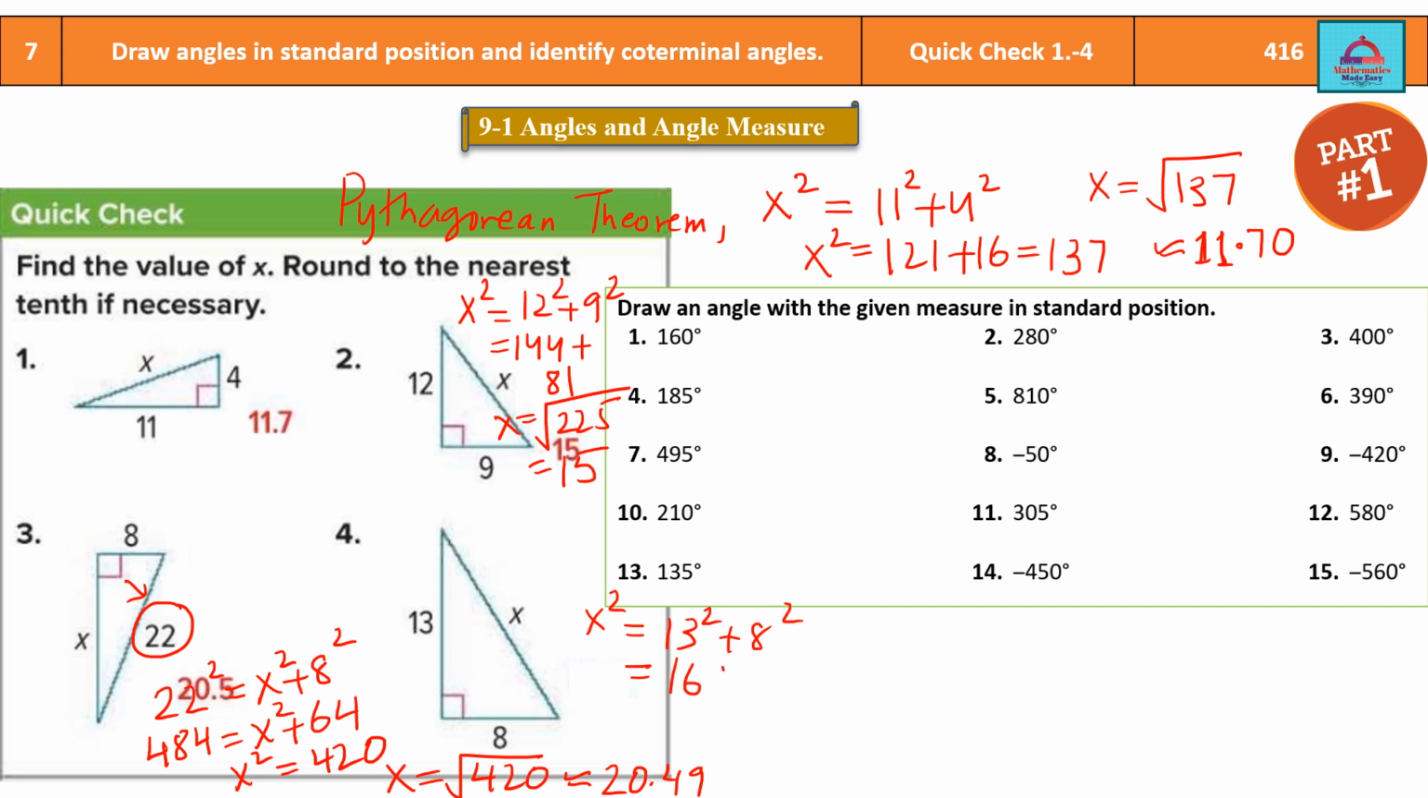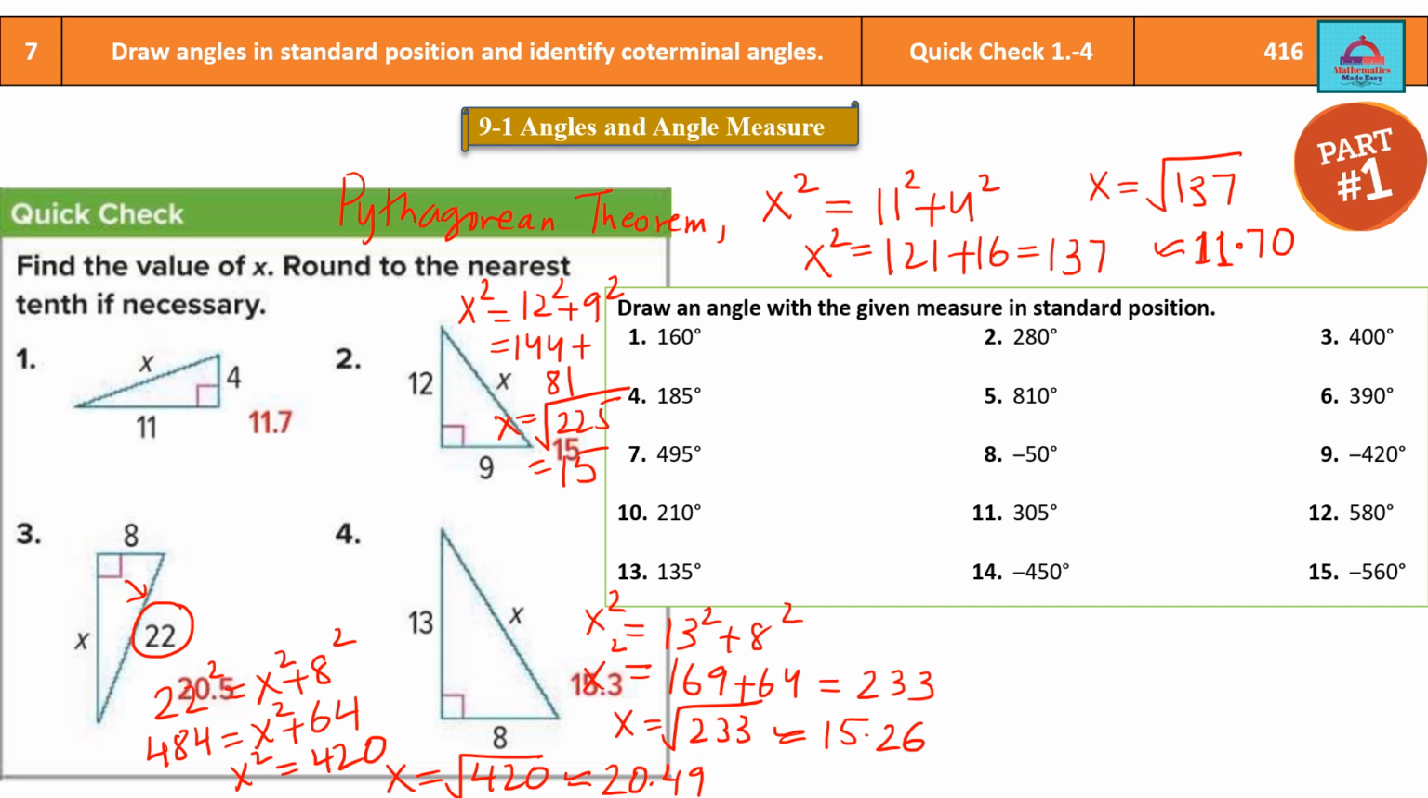In a similar way, use Pythagorean theorem for the value of x in this last question. Simplify, and this is going to be equal to 233. That's the value of x squared. So x is going to be the square root of 233. That is near about 15.26. So that is how you apply the Pythagorean theorem for the right triangles 1, 2, 3, and 4 and get the value of x. Next, we move on to the angle in standard position.